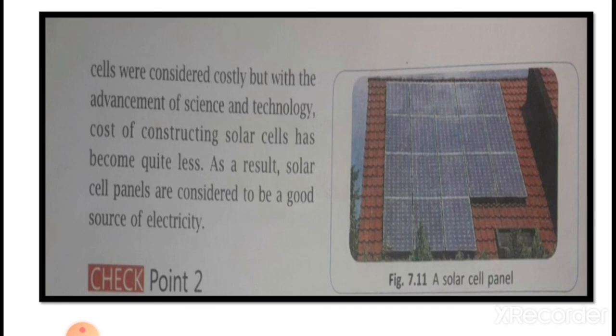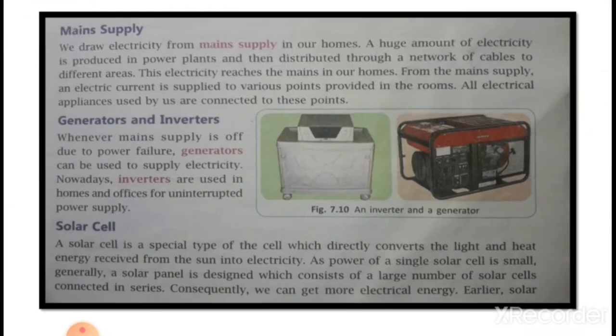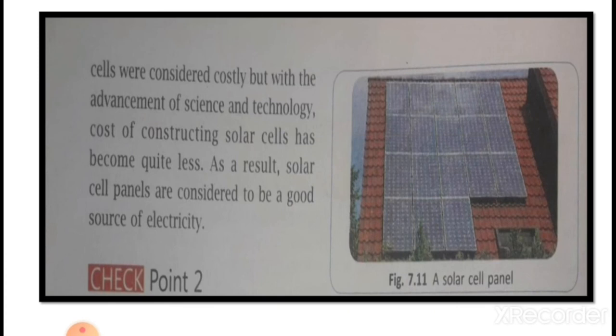As a result, solar cell panels are considered to be a good source of electricity. Solar cells are a type of cell which converts the light and heat energy received from the sun directly to electrical energy. As the power of a single solar cell is very small, it is designed as a solar panel which consists of a large number of solar cells connected in series. So consequently we get more electric energy. Earlier it was costlier, but with the advancement of science and technology, the cost of constructing solar cells has become quite less. As a result, solar cell panels are considered to be a very good source of electricity.